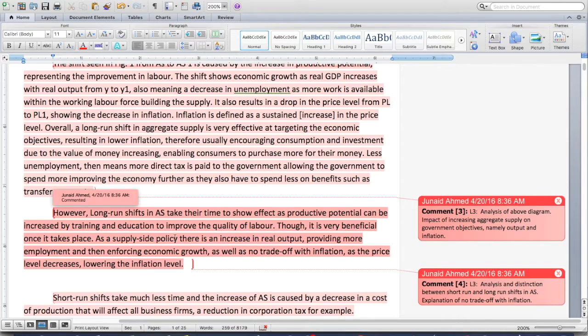As a supply side policy, there is an increase in real output, providing more employment, and then enforcing economic growth, as well as no trade-off with inflation as the price level decreases, lowering the inflation level. So again, we're analyzing the impact of an increase in aggregate supply, but we're analyzing the issue of time, right? This is not evaluation, because evaluation is looking at the effect it's going to have. To what extent will the change in AS have an effect on real GDP and output? And also the price level.